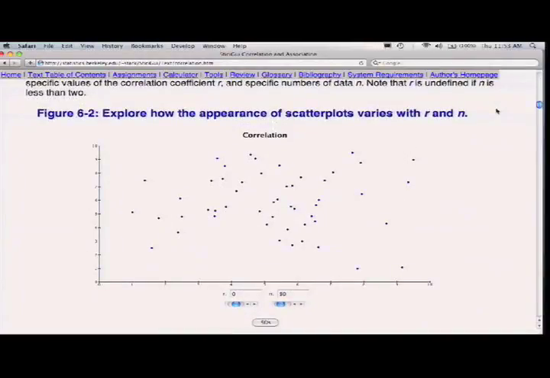Let's look at how the correlation coefficient varies as we change the number of points in a scatter plot, how the visual appearance of the scatter plot changes as we change the number of points in the correlation coefficient. So this is an example of a correlation coefficient of 0, n equals 50 points. It's scattered. There's no trend to what's going on.